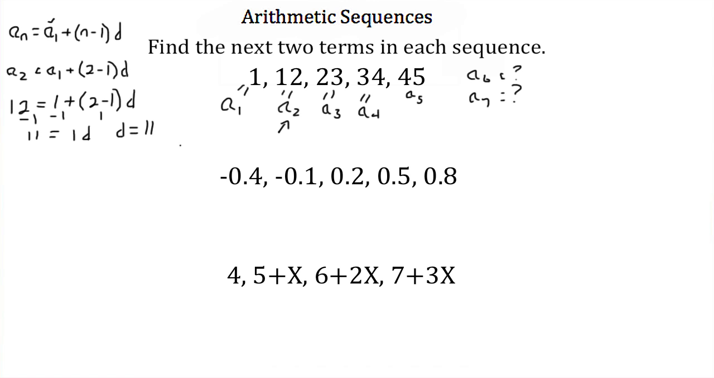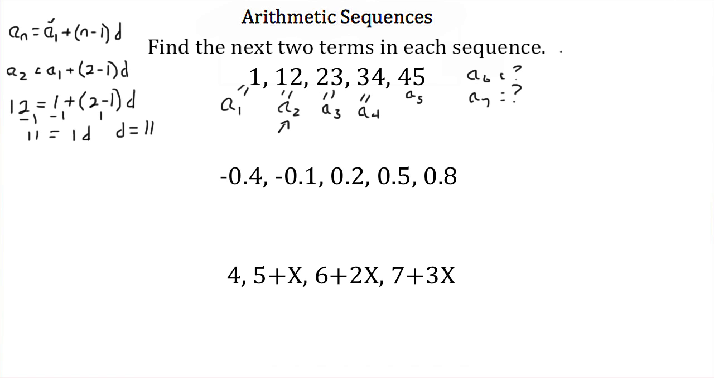So does that make sense? Do these numbers keep going up by 11? Well, 1 plus 11 is 12. 12 plus 11 is 23. 23 plus 11 is 34. And plus 11 again is 45. So it seems to work. So now we just need to solve for our next two terms, A6 and A7.